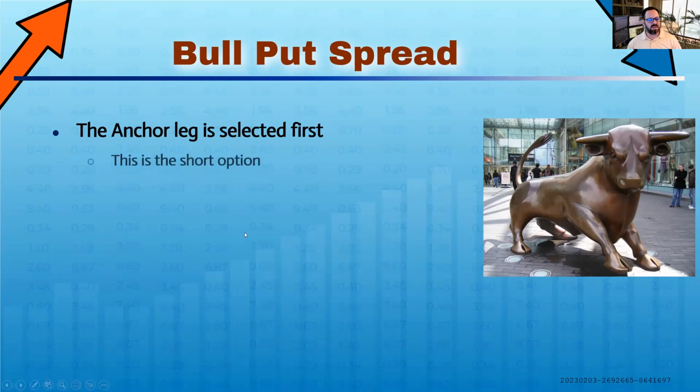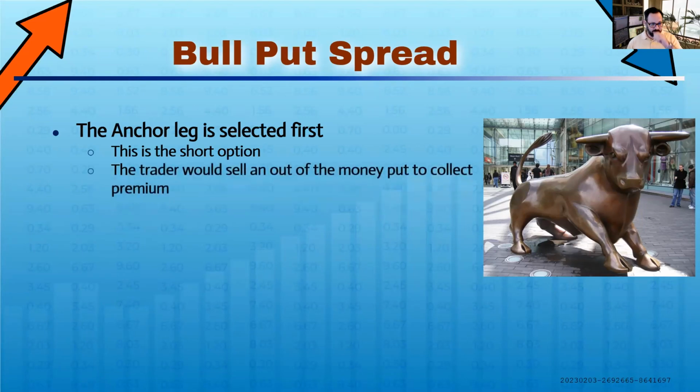So that's going to be the short option in this case, because we're doing a debit, or sorry, not debit, we're doing a credit spread. We're trying to profit from premium received. The short option is going to be the driving force for that. So a trader would sell an out of the money put to collect premium. Remember, if you're selling a put, you want prices to go up, right? Because if you're selling the put, that would be the green arrow.